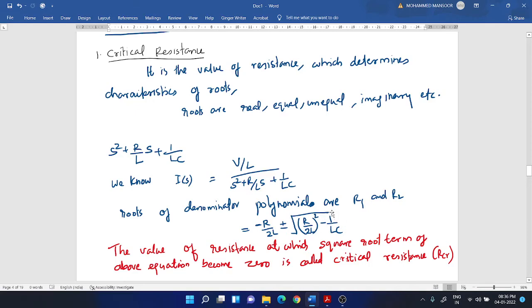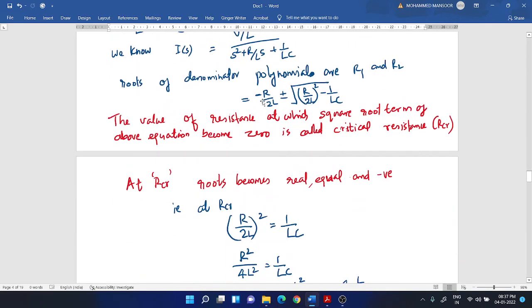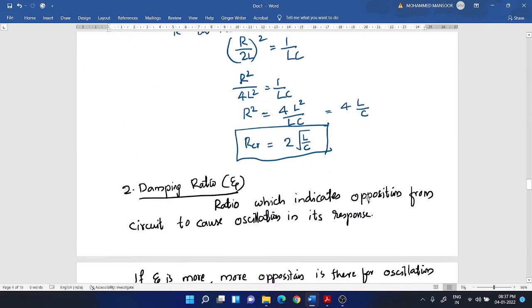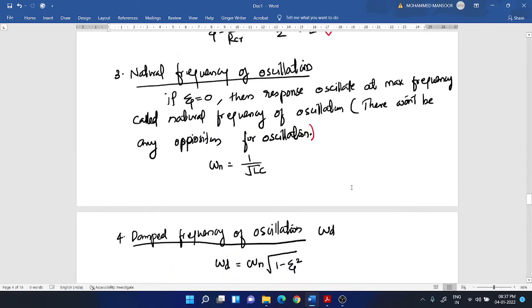Under that condition, the roots contain both real part and imaginary parts. Condition for underdamped system is r by 2l becomes less than 1 by root lc. This part becomes more compared to this part. Under that condition, this part becomes imaginary and this part is the real part. So the roots contain negative real and imaginary parts. Complex conjugate will come into picture.